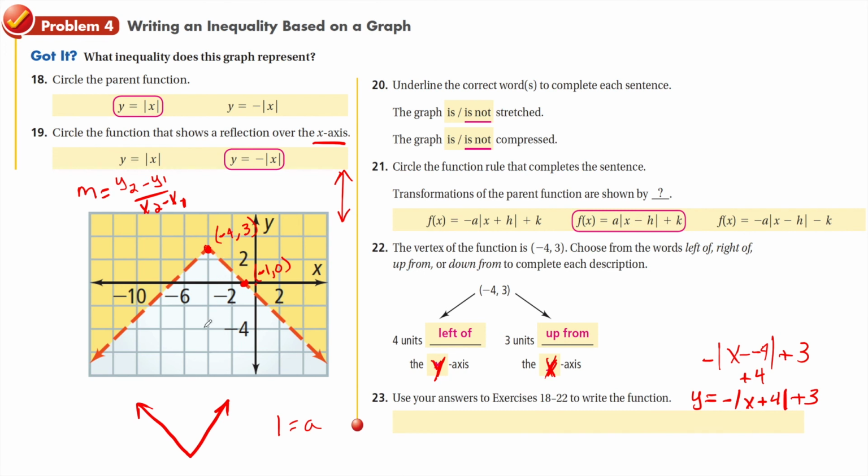However, this is an inequality, and therefore we need to pay attention to the fact that we're talking about all the points above the line. More importantly, we also know that this is not going to be an equal to portion because the line is dashed. So I know that I'm going to be talking about something with y being greater than, because everything above the graph, that negative times the absolute value of x plus 4, plus 3. This is the absolute value, not a 1. So you should get y is greater than a negative times the absolute value of x plus 4, plus 3.